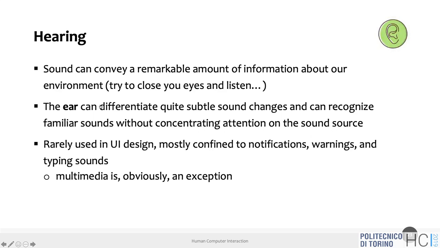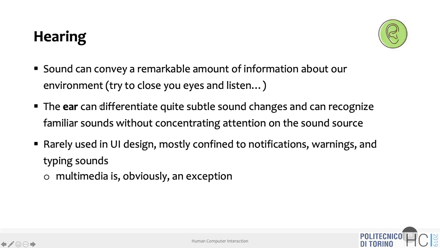So hearing is all about sound and, as I told you last time, is the second most important sense that we are using. The first one is vision, the second is hearing, because sound can convey a remarkable amount of information about our environment. So here there is a suggestion, maybe don't do this at this time, but if you are in a place and you try to close your eyes and listen, you perceive a lot of information from the environment and its surroundings. Because the human ear can differentiate a lot of sound changes, also very, very small, and can recognize familiar sounds also when we are concentrating on other things.